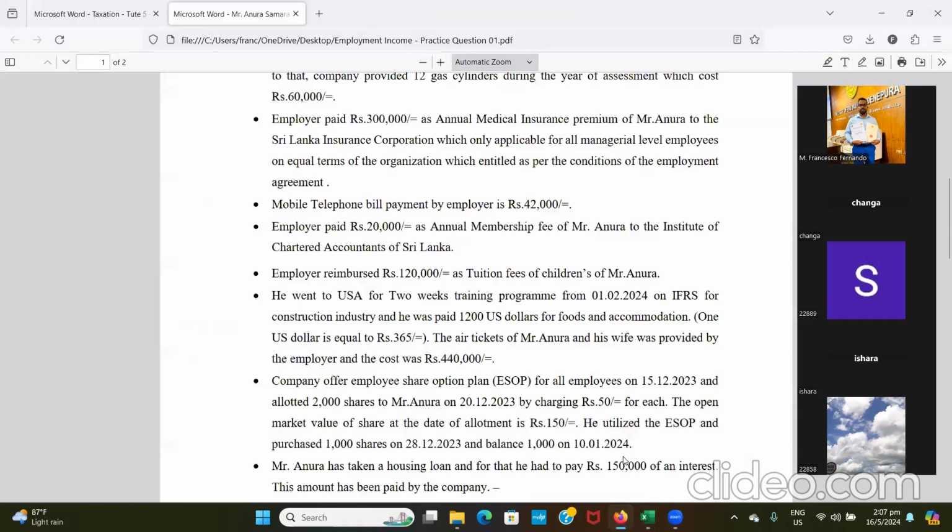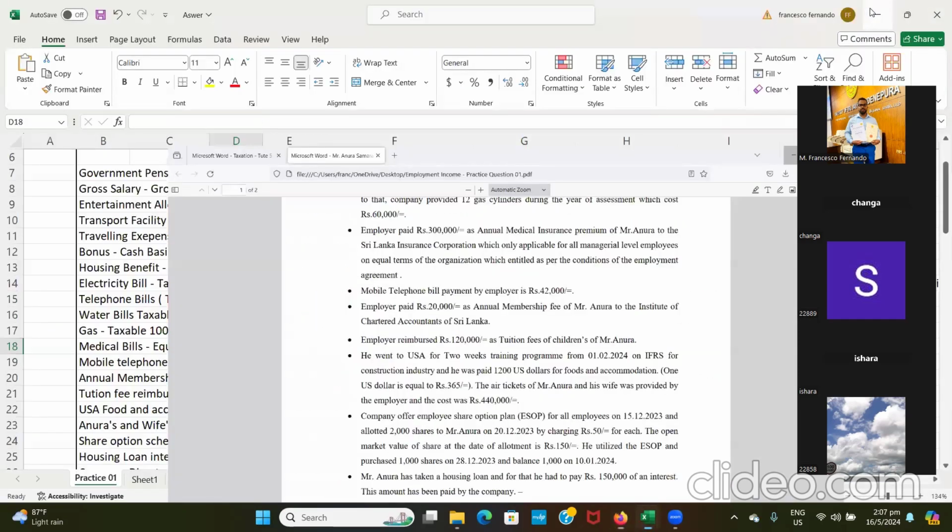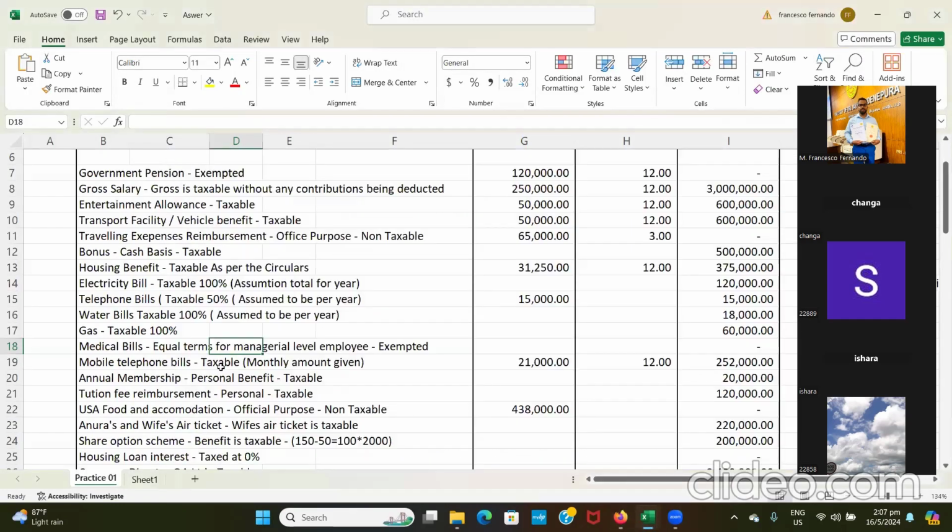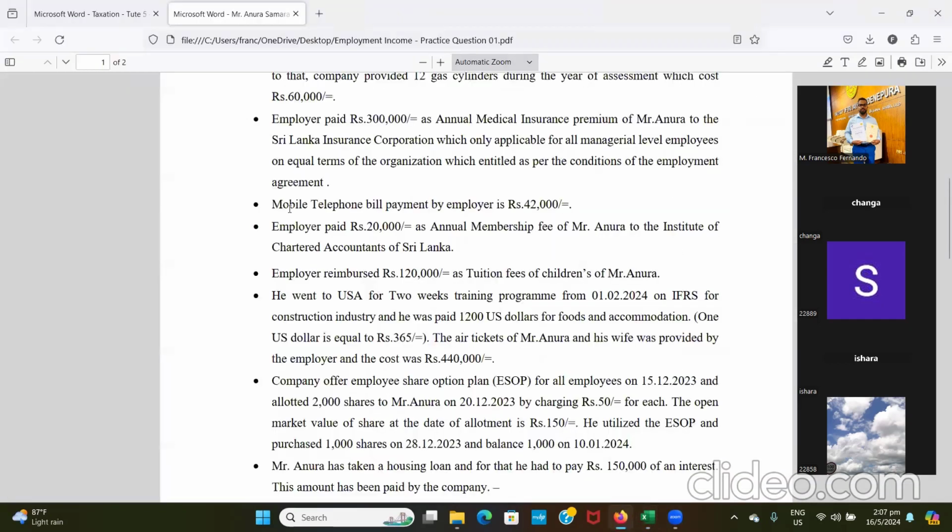Moving forward, monthly telephone bill payment by the employee, 42,000. So monthly telephone bills, what we must do with this mobile telephone bill? So that is taxable. And here I think in the question they say monthly. Yeah. So here they say no.